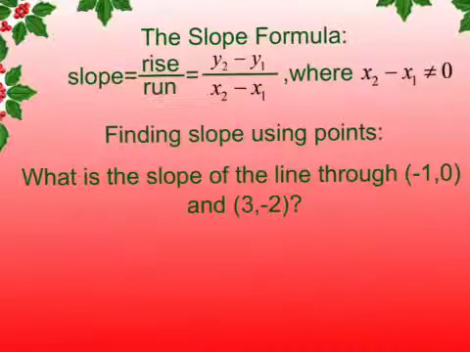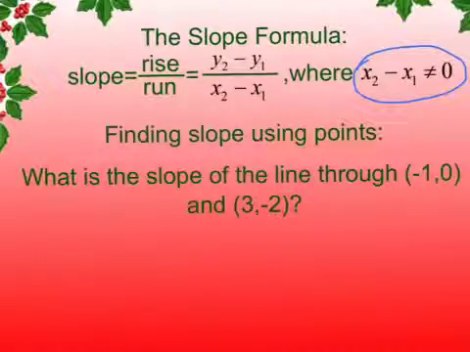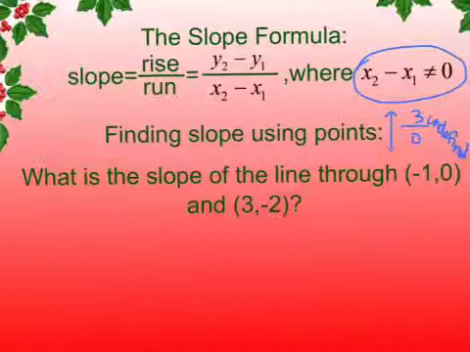So here we have the slope formula again. You notice that you can write it as rise over run or as y2 minus y1 over x2 minus x1. But notice it says where x2 minus x1 does not equal 0. Because if the numerator is 3, let's say, and the denominator is 0, that would be a slope that's undefined. And we know that the type of line that has an undefined slope is a vertical line. So that's why it's clarifying that the change in x cannot equal 0.